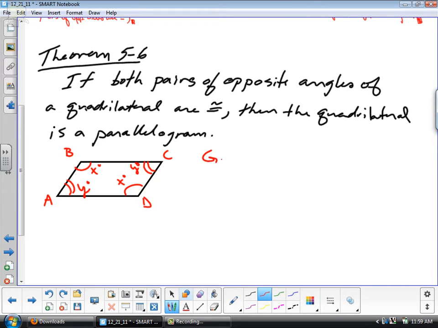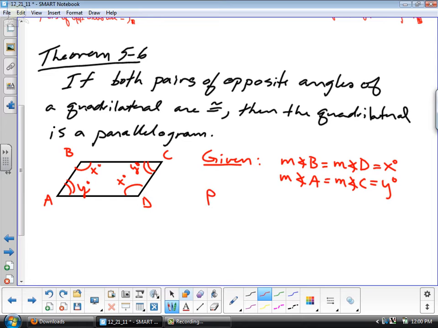So the given information is that measure of angle B equals measure of angle D equals x. Also, measure of angle A equals measure of angle C equals y degrees. And what we are proving is that this is a parallelogram. We're going to go about it by proving the opposite sides are parallel.